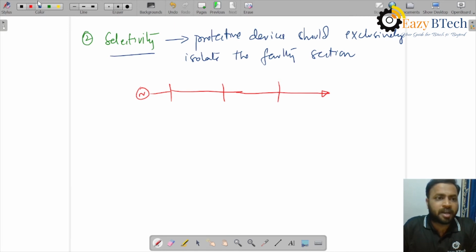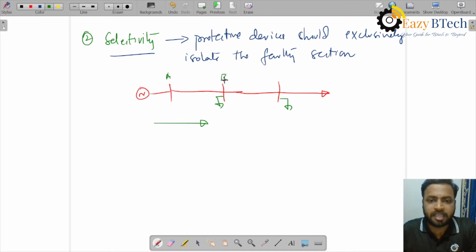Current is flowing in this direction only, and it's a radial feeder, so obviously current will flow in a single direction. We have loads connected at every bus bar. Let us name the bus bars A, B and C. We have installed some relays here. I'm just showing a cross, which indicates that a relay and circuit breaker are present here. I'm denoting them as R1, R2 and R3. Of course, there will be a circuit breaker along with R1, because relays are not standalone devices. They have to be used along with circuit breakers, but I am not showing them here for simplicity.